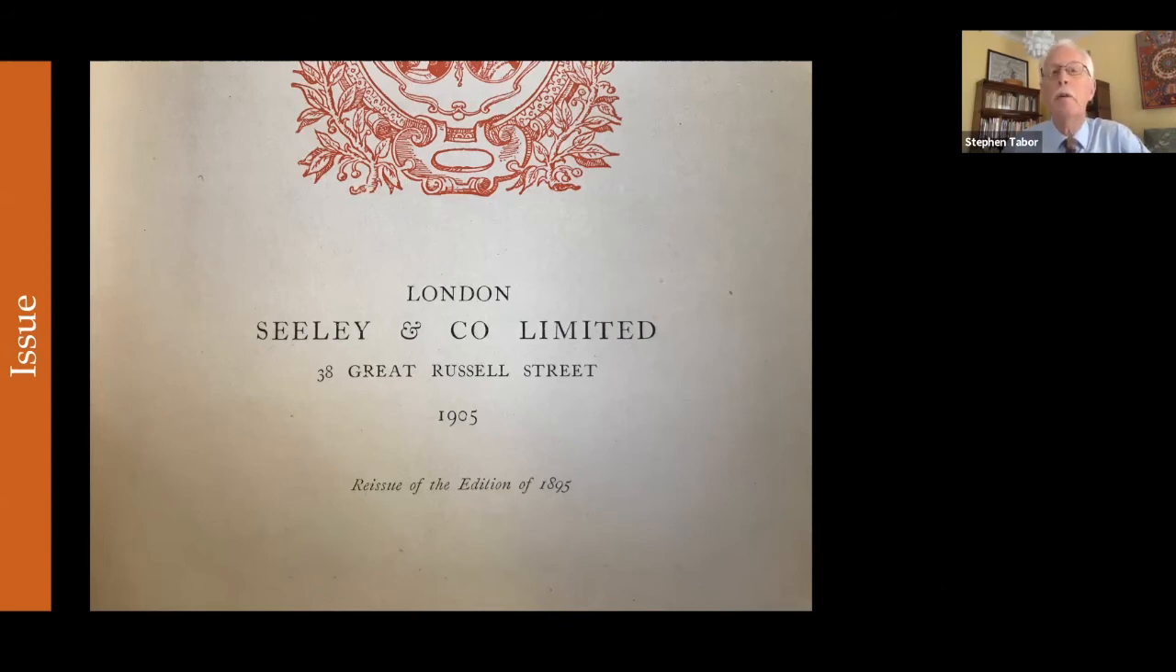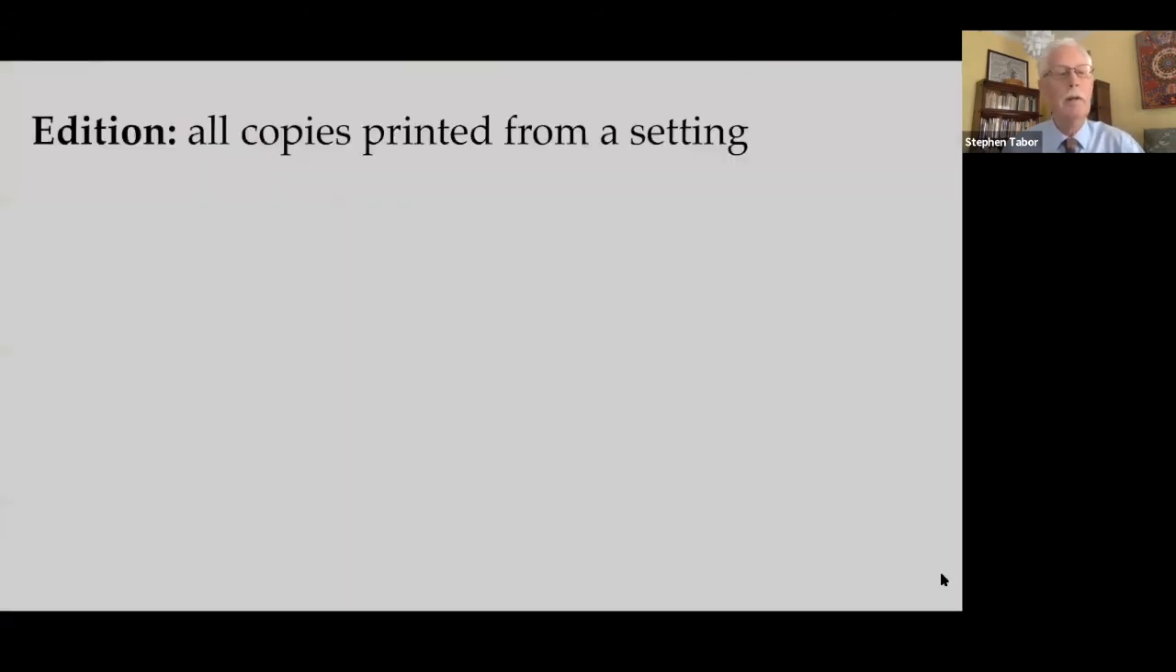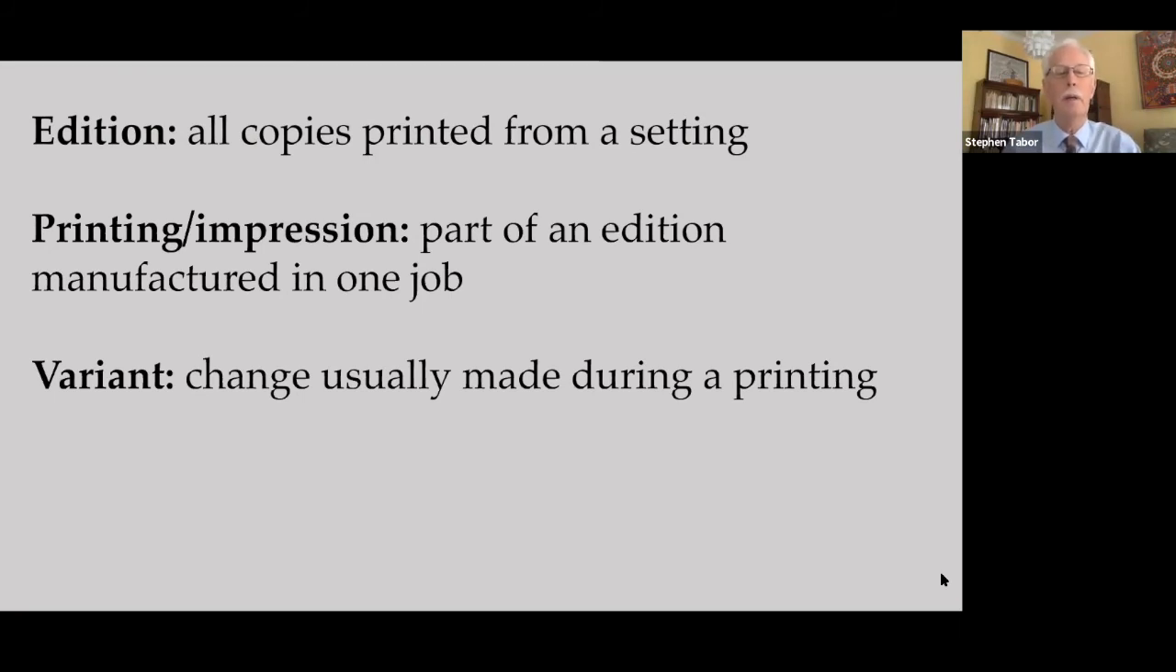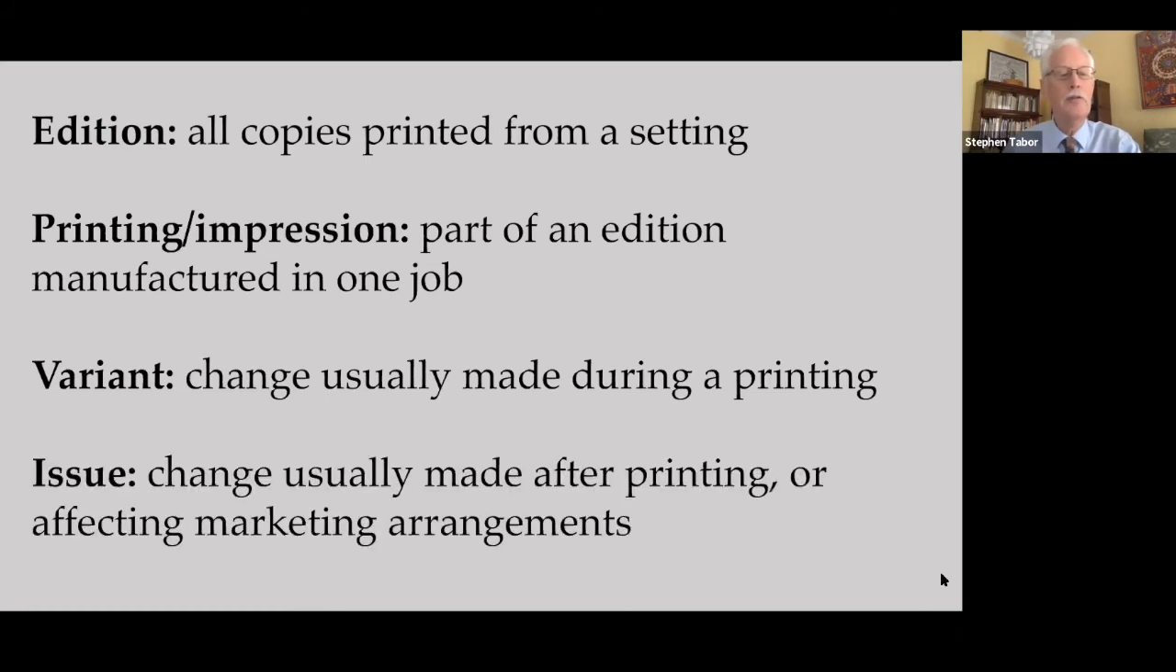We have now covered all the major terms of bibliographical classification. To recapitulate, an edition is all copies printed from a setting. A printing or impression is all copies of an edition manufactured in a single job. A variant is a small change made usually during printing or in the publisher's binding. And an issue is part of a printing characterized by changes made in sheets already printed, or it can be an alteration during printing that changes the marketing arrangement, like the publisher's name.